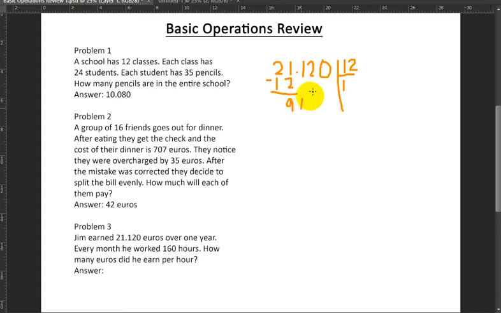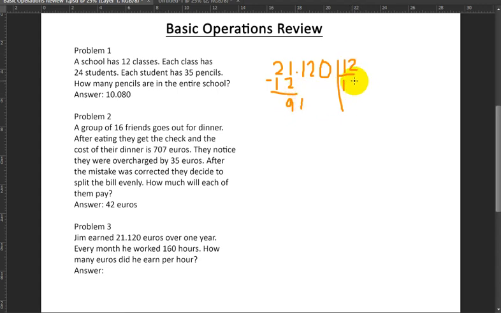I'm going to pull down the 1. And then I have to think, how many times does 12 fit into 91? Well, how many times does 2 fit into 9? That would be 4 times. Let's try 4. 4 times 12 gives me 48. And if I try 48 here, I'm going to get much more than 12. So definitely not. Let's not even try 5. Let's actually try a bigger number because we were so far off from 91.